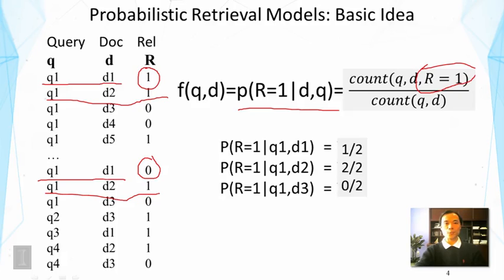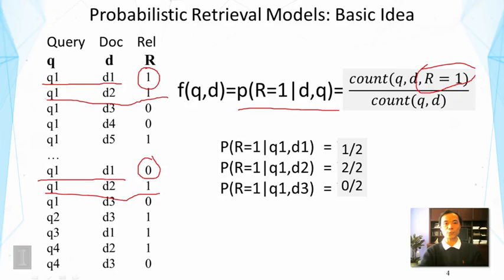So you can see with this approach, we can actually score these documents for the query, right? We now have a score for D1, D2, and D3 for this query. And we can simply rank them based on these probabilities. And so that's the basic idea of the probabilistic retrieval model.